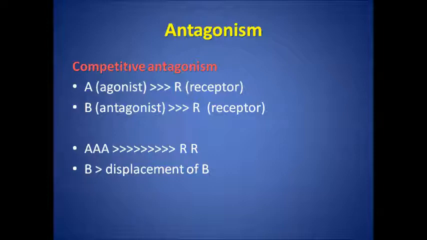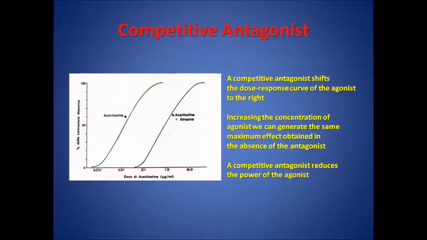So, a competitive antagonist shifts the dose-response curve of the agonist to the right. Furthermore, by increasing the concentration of the agonist, we can generate the same maximum effect obtained in the absence of the antagonist. A competitive antagonist reduces the power of the agonist.